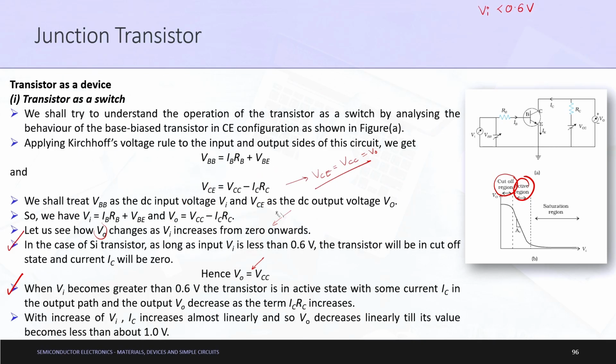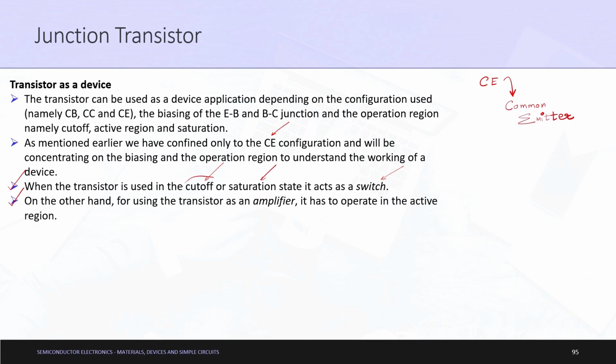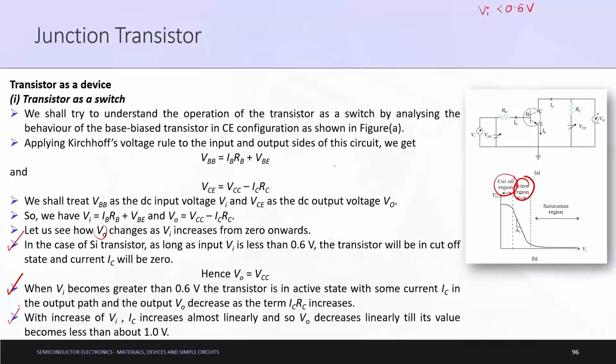That is why the next thing we should remember is, first of all, that the transistor is only used in cutoff and saturation states. It is not being used in the active state. It is made such that the transistor should be either in cutoff state or directly in saturated state. Fine. So, moving on, with the increase of Vi, IC increases almost linearly. So, V naught decreases linearly till its value becomes less than 1 volt.